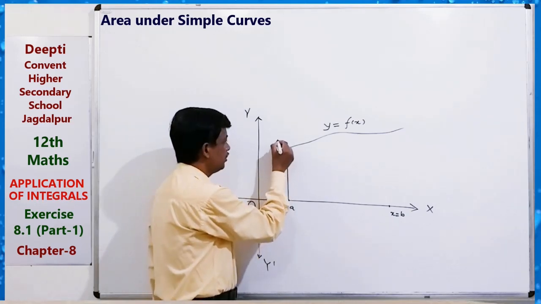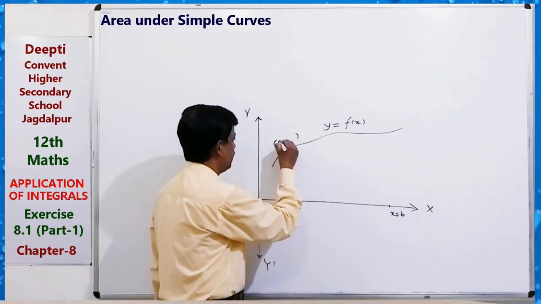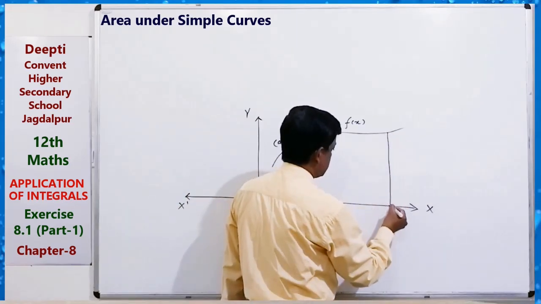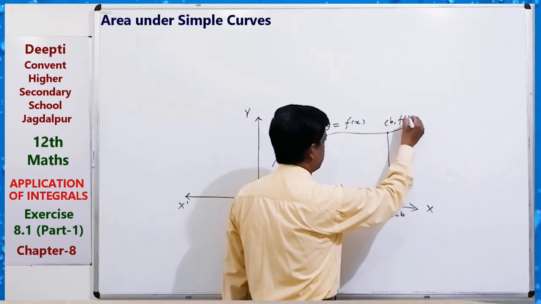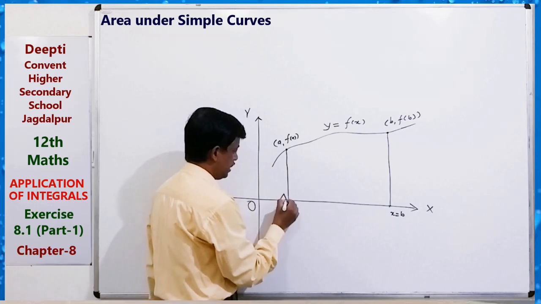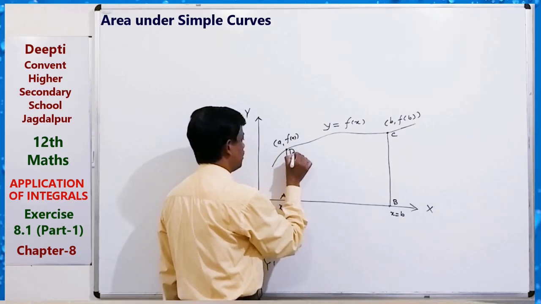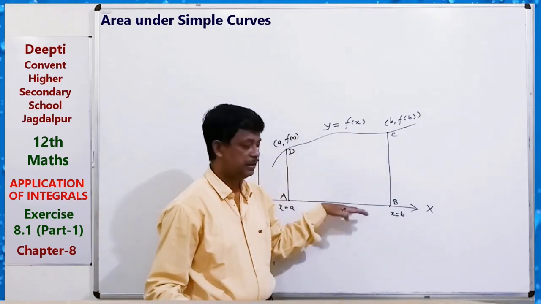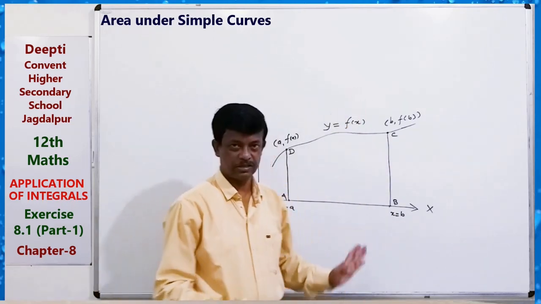This point will be (a, f(a)). Similarly, x equals b, and f(b), this point. Suppose this is a, this is b, this is c, this is d, our points. So now the area under the curve: bounded by the x-axis, the curve, the ordinate x equal to a and x equal to b.